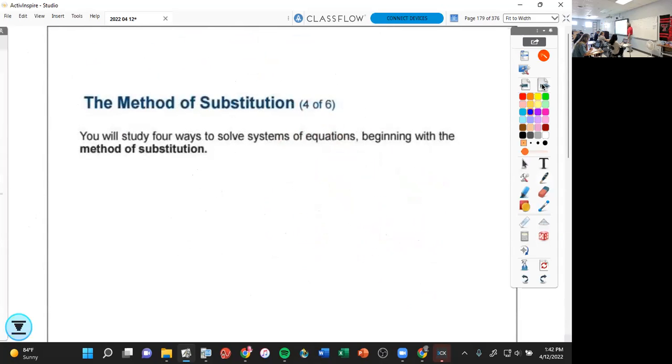We're going to talk about 4 different ways to solve a system of equations. The first one we just did. The first one was substitution. We're going to talk about graphing to solve. We're going to talk about elimination to solve. And we're going to talk about solving systems using matrices.